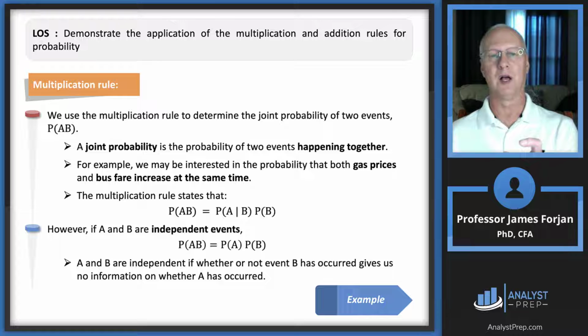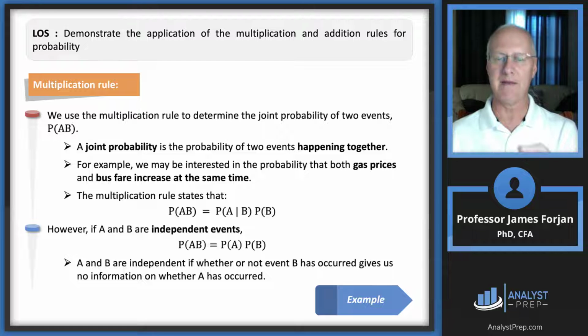So that's joint probability. However, what we need to be aware of is if these two are independent events, meaning they are not conditional upon each other, then the multiplication rule tells us that we just take the probability of A times the probability of B.